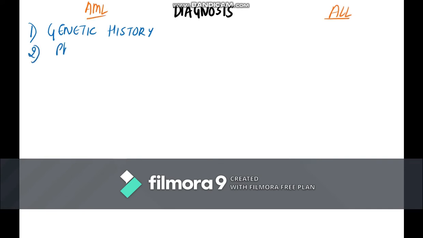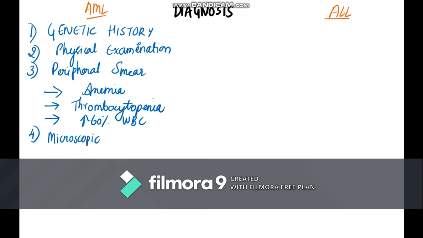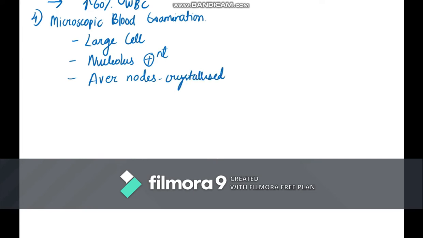Diagnosis: AML and ALL. In AML, we have genetic history, the genetic causes which we saw in the causes section. Next is physical examination, that is by symptoms, and peripheral smear, in which we see anemia, thrombocytopenia, and a 60% increase in WBC. Next we see microscopic blood examination, where the myeloblasts are seen as large cells with no nucleolus present, and we have Auer rods. Auer rods are crystallized aggregates of myeloperoxidase enzyme.